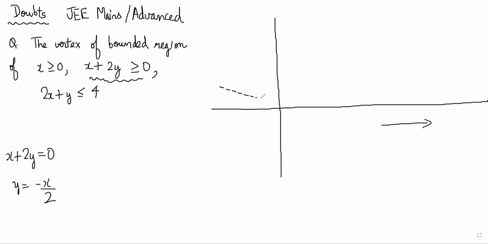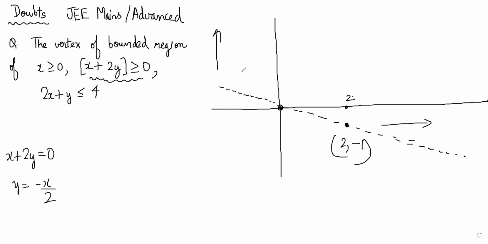This is the graph, it passes through 0, 0, and at x equal to 2, y is equal to minus 1. And we have to find the region where x plus 2y is greater than or equal to 0. So it will either be this region or this region, right? If you check the point 2 comma 0, for example, and put it here, 2 is greater than 0. So this is satisfying. So it is the upper region, right?